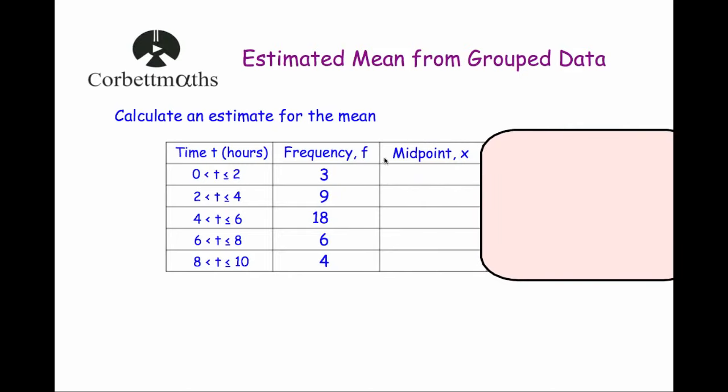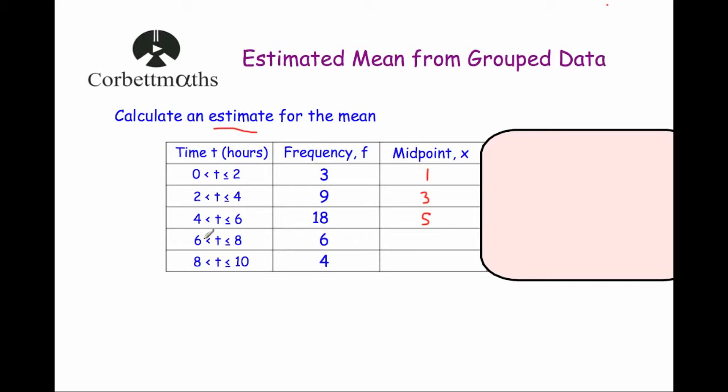We're going to say, well, they spent between 0 and 2 hours, so a sensible estimate, a sensible guess, could be 1 hour. These 9 students spent somewhere between 2 and 4 hours, so the midpoint could be, for each student, 3 hours. These 18 students spent between 4 and 6 hours, so a sensible estimate would be 5 hours. We don't actually know, that's why the question says an estimate for the mean.